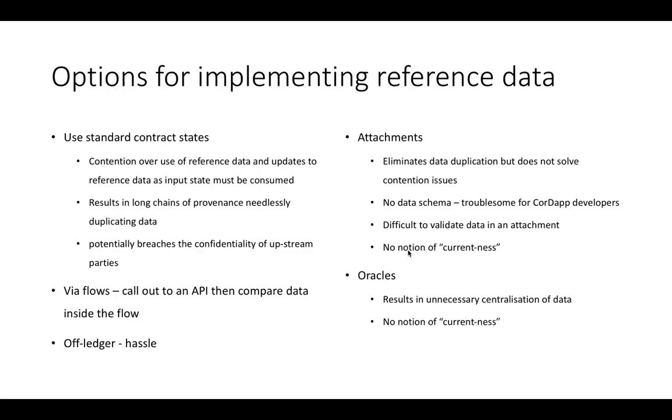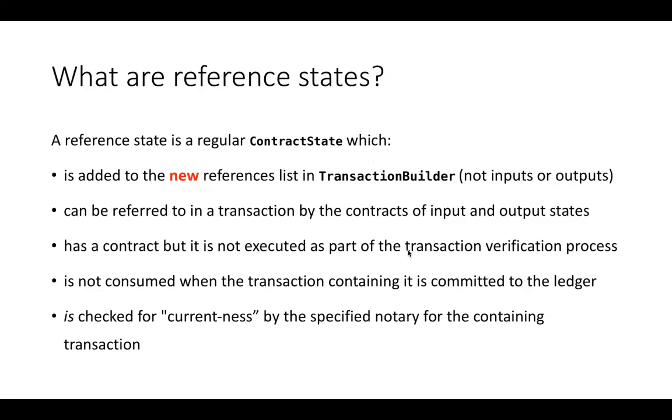Okay, cool. So what is a reference state? A reference state is just a regular contract state. It's just a regular state. There's nothing special about it. You create it in the same way that you create other state types. However, it becomes a reference state when it's used in the new references list in the transaction builder.